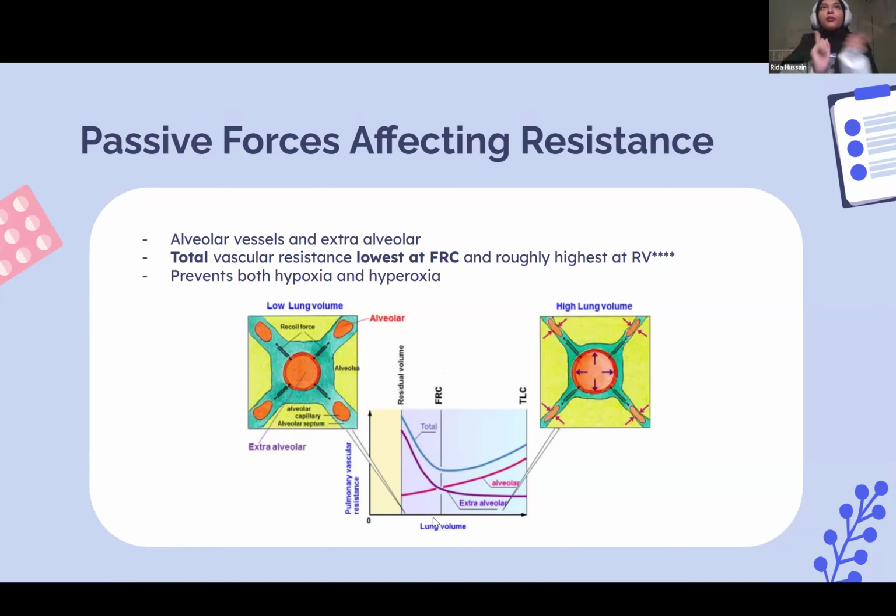It is the complete opposite case for extra-alveolar vessels. The lowest resistance is at TLC, and the highest resistance is at residual volume. Wait, I think I said that alveolar vessels have the least resistance at FRC. I was wrong. I meant residual volume. If you guys want me to repeat that, please do let me know. All good? Okay, I'll repeat it.